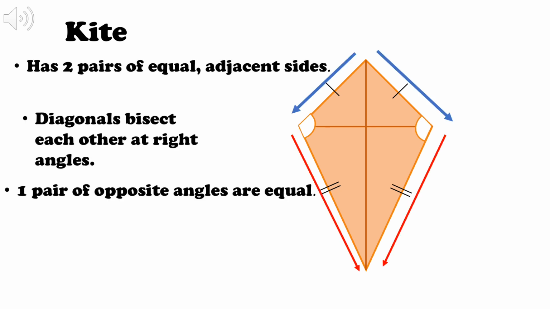And here we have the properties of the kite shape. So you'll see on the kite shape, I've used the blue arrows and the red arrows. These arrows are to show the 2 pairs of equal adjacent sides. Also, the diagonals bisect each other at right angles. So again, the shape can be split into 2 parts. And finally, there's 1 pair of opposite angles on each side.